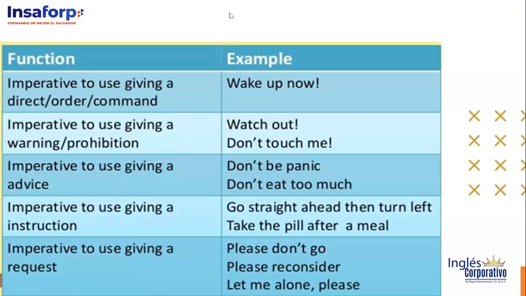Edwin, continue with the last function of the imperative. We use the imperative for giving a request. For example, please don't go. Please reconsider. Let me alone, please. So we use imperatives to give a request.